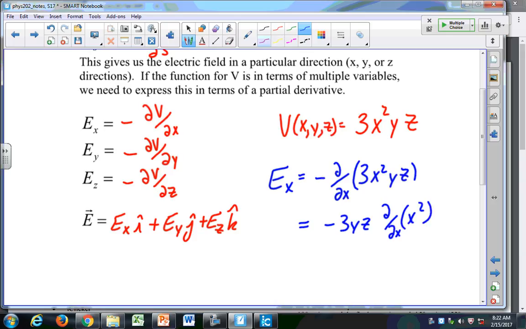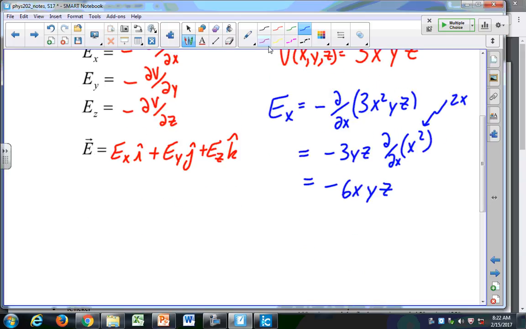So I can say that this is just negative 3yz del x of x squared. See, I can take those constants out of the derivative. And the derivative of x squared with respect to x, we know that. What is it? 2x, right? 2 to the 2 minus 1. So this derivative is 2x, and it's going to be negative 6xyz. And then you can do similar things with E_y and E_z. E_y is going to be negative del y of 3x squared yz. Well, let's see. I take the 3x squared z out. What's the derivative of y? It's just equal to 1, so that's it.